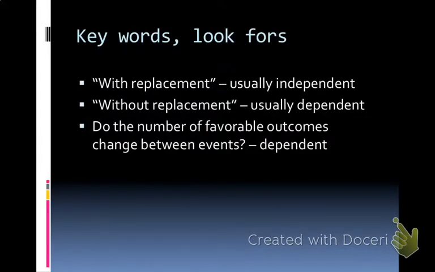So some of these we've already kind of talked about. If there's words that indicate that there was replacement, that's usually independent. Without replacement would usually be dependent. Now also, look to see if the favorable outcomes change between events. That would make them dependent.